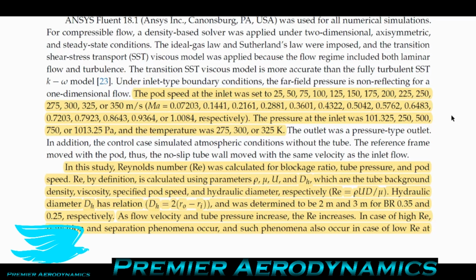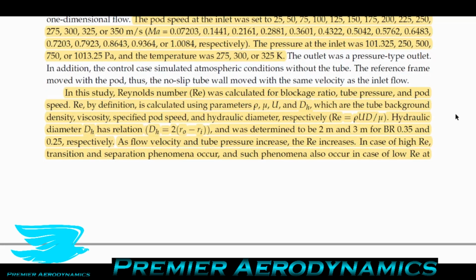So pretty toasty. In this study, the Reynolds number was, this is interesting here. So the Reynolds number we calculate usually based on the characteristic length, but here they say the Reynolds number was calculated for the blockage ratio, tube pressure, and pod speed. The Reynolds number, by definition, is calculated using the parameters density, viscosity, velocity, and the characteristic length, which are the tube background density, viscosity, specific pod speed, and hydraulic diameter.